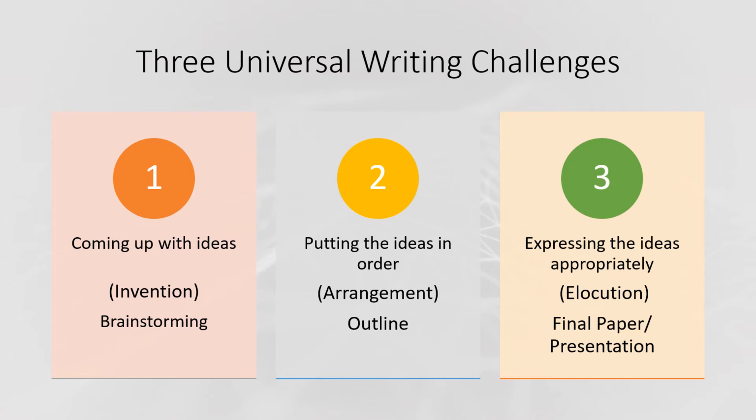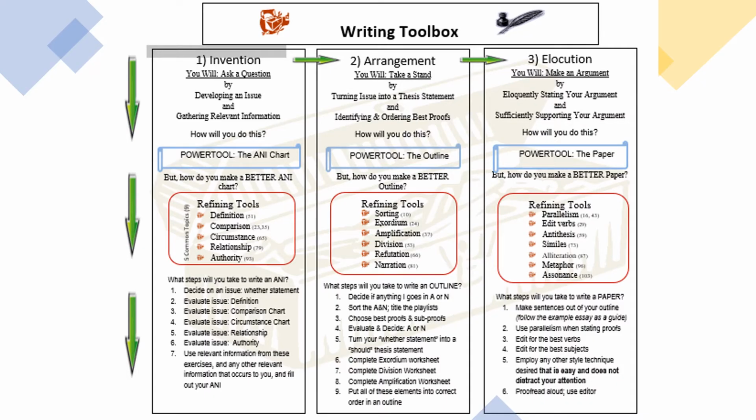If you came up through CC and you were in Essentials, they called them brainstorming, or other writing programs call them brainstorming, outlining, and then your final paper. This writing toolbox shows those 3 weeks and then the items that you're supposed to do within each 3 weeks.